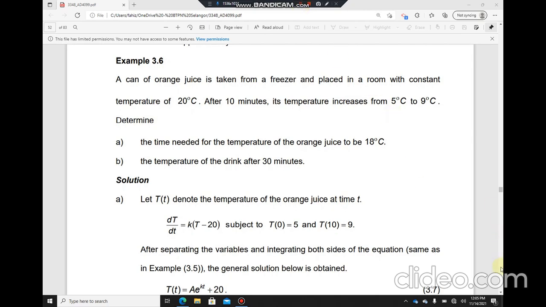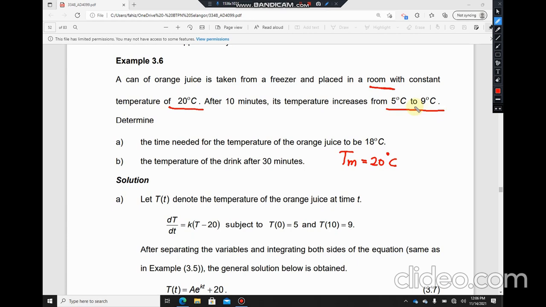Okay, so sama juga macam example sebelum ni. First, we take the information given. Okay, 20 degrees Celsius is a room temperature. So you can write this one, Tm equals to 20 degrees Celsius. Then after 10 minutes, its temperature increases from 5 to 9 degrees Celsius.